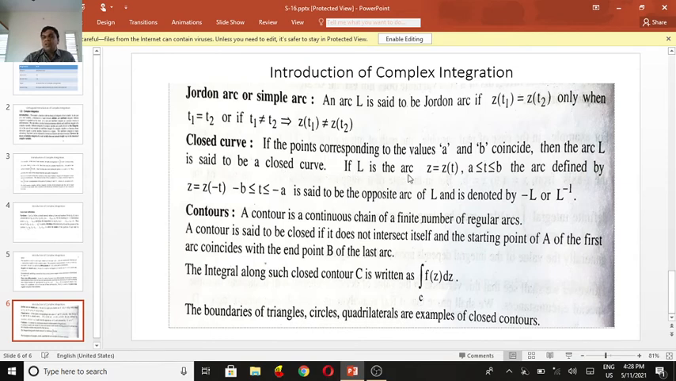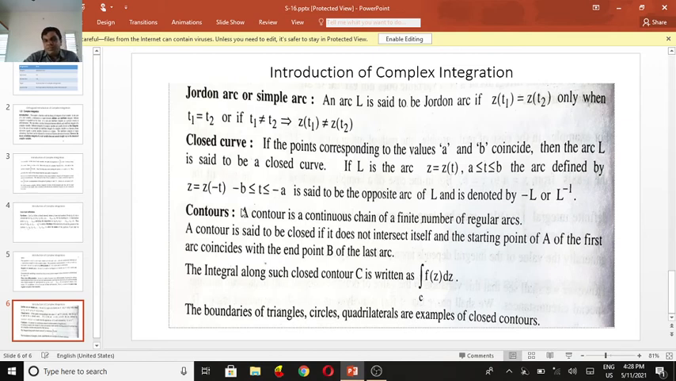If L is an arc z equal to z of t, where t lies between a less than or equal to t less than or equal to b, then the arc defined as z equal to z of minus t, where minus b less than or equal to t less than or equal to minus a, is said to be the opposite arc of L and is denoted by minus L or the inverse of L.